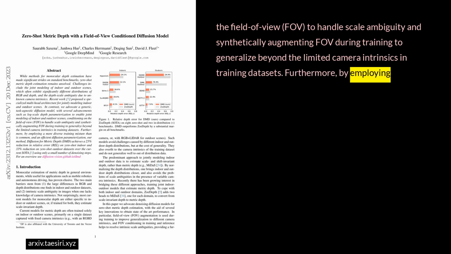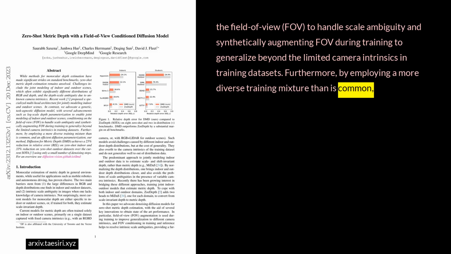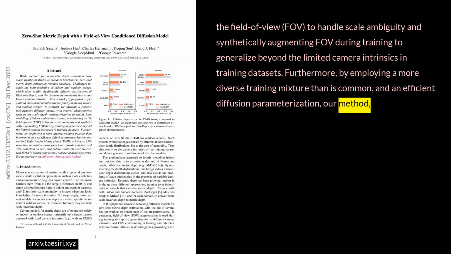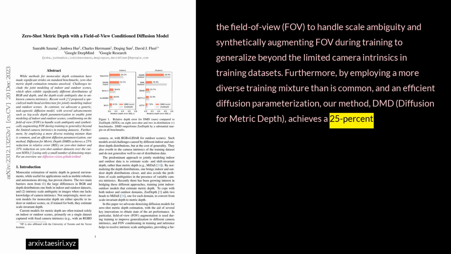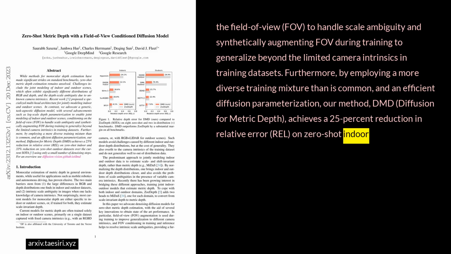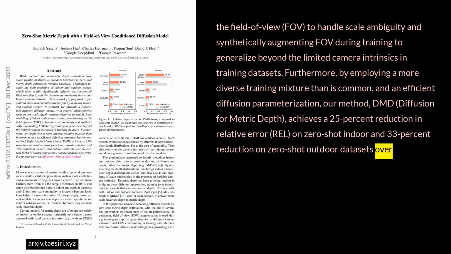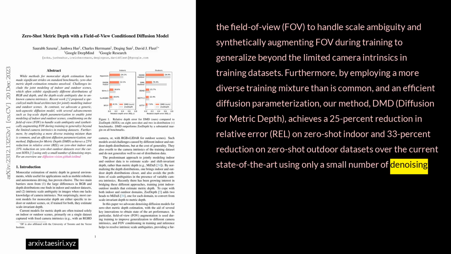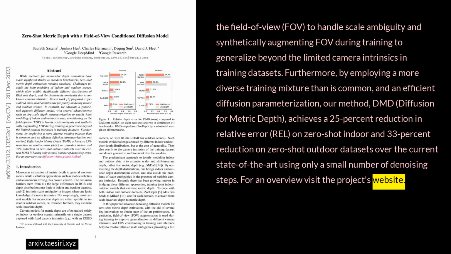Furthermore, by employing a more diverse training mixture than is common and an efficient diffusion parameterization, our method, DMD, diffusion for metric depth, achieves a 25% reduction in relative error, REL, on zero-shot indoor and 33% reduction on zero-shot outdoor datasets over the current state-of-the-art, using only a small number of denoising steps. For an overview, visit the project's website.